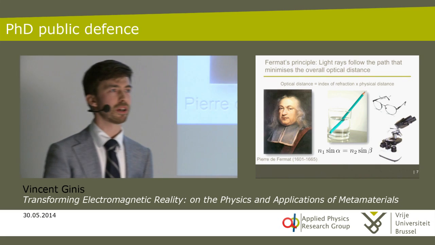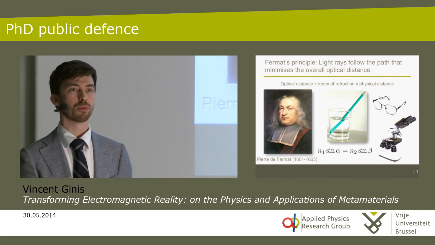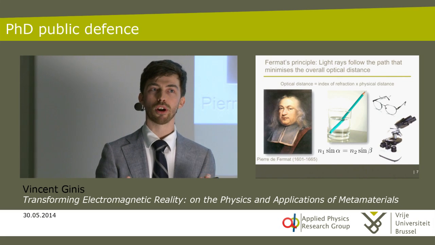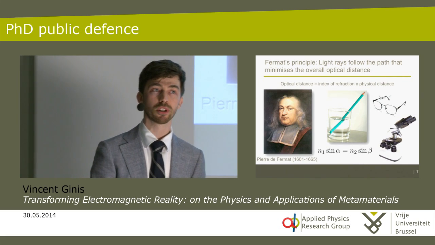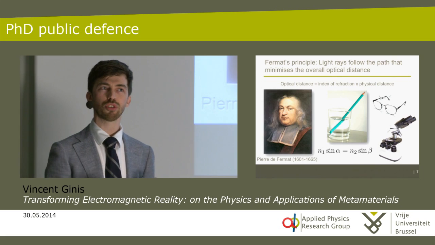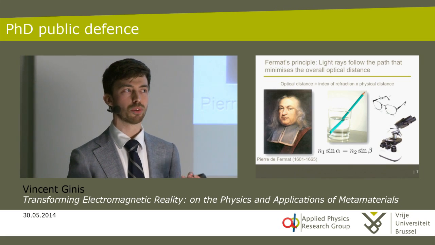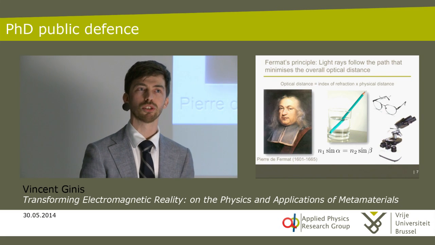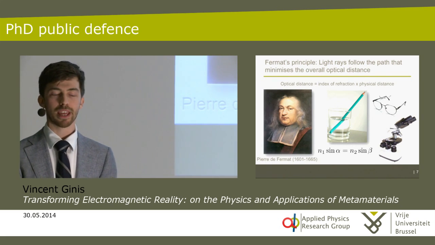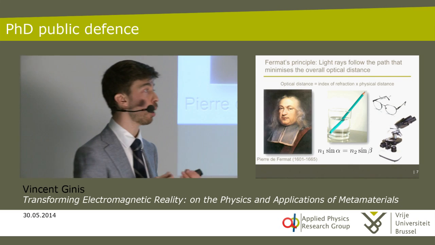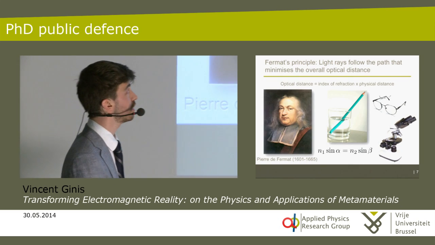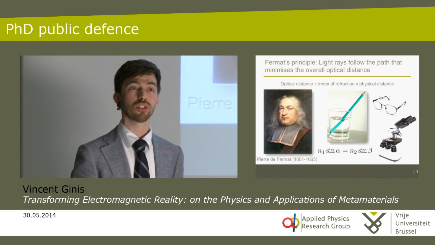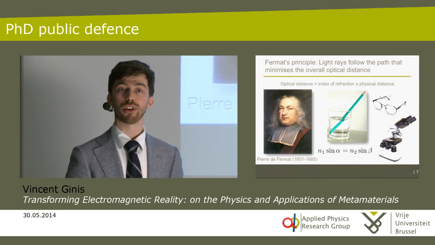And the principle of Fermat states that when light is traveling from one point in space to another point in space, it will choose the path that minimizes the overall optical distance. And this is a quite strange principle if you think of it. So it will not take necessarily the shortest path between 2 points, but it will take the shortest optical path. And hence he also defined a so-called optical distance. And an optical distance, well, that's actually defined as the physical distance times the so-called index of refraction.